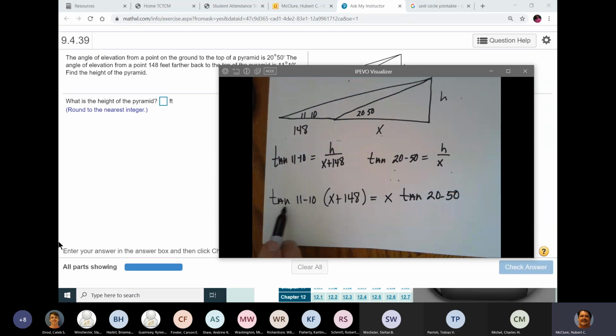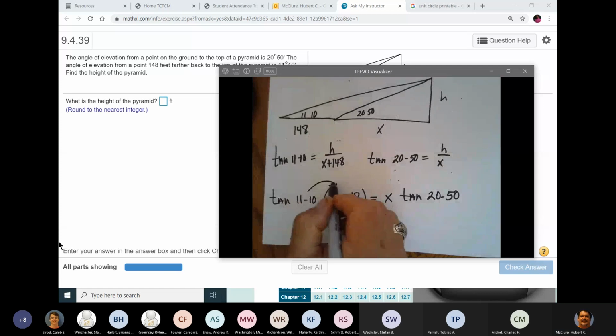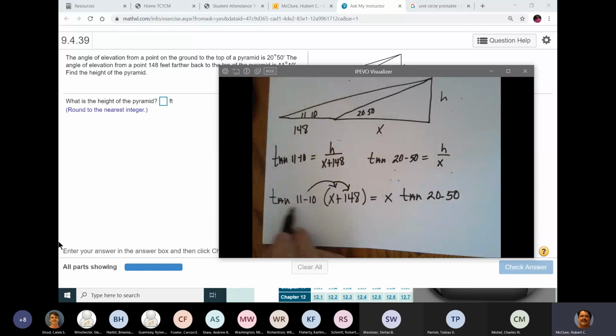What is tan of 1110 and tan of 2050? What are they? They're just plain old what? Decimals. And what do you do with those decimals if you got them in a pre-algebra problem? You just distribute them. So turn that into a decimal and distribute it. This one just turns into a decimal, and then you can combine like terms.